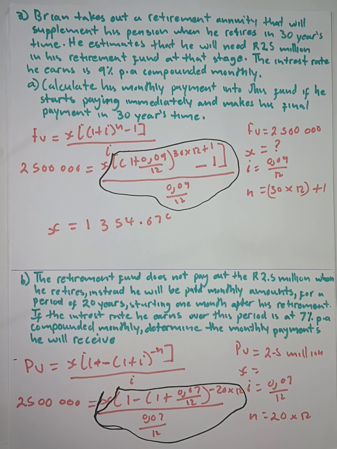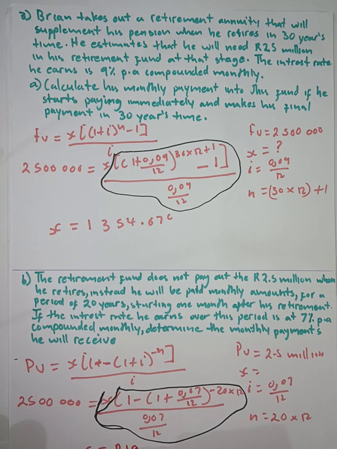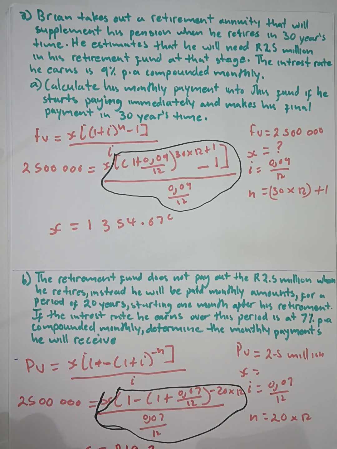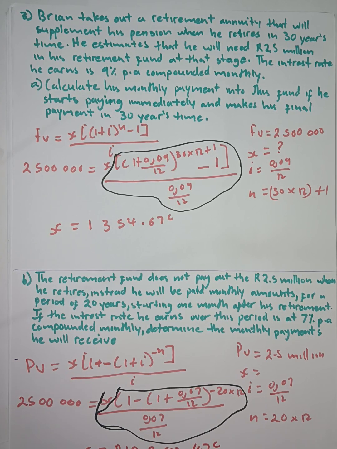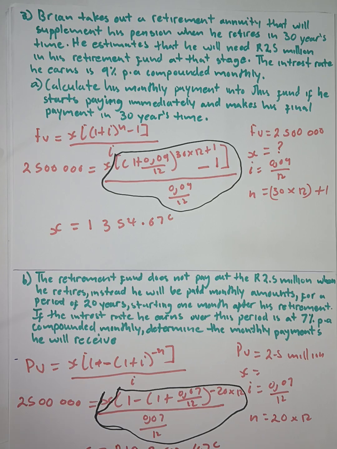So you would get your x, the monthly payment, being 19,382 rand and 47 cents. So if he wants to finish all of that 2.5 million in 20 years' time, he would need to draw 19,382 rand and 47 cents.